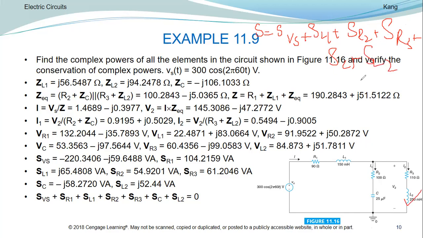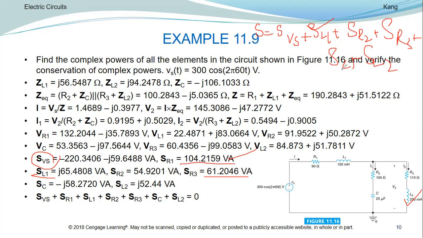So I have to sum all the values. So SVC value equals this one, 104.2159. SL1 value will be this one, which will be equal to 61.2046. SR2 value will be equal to 97.3214. SR3 will be simultaneously equal to SR2.